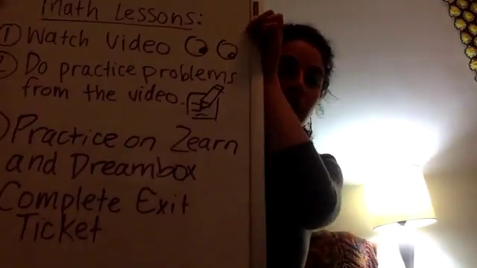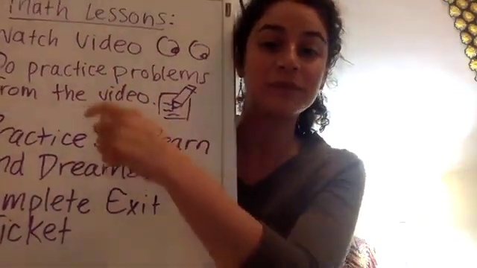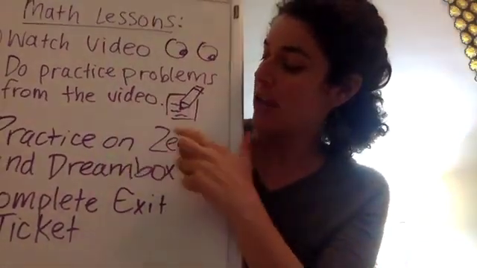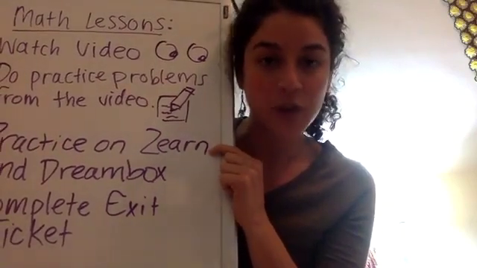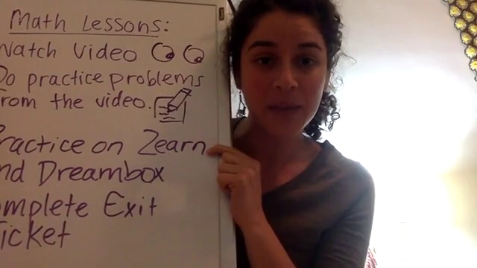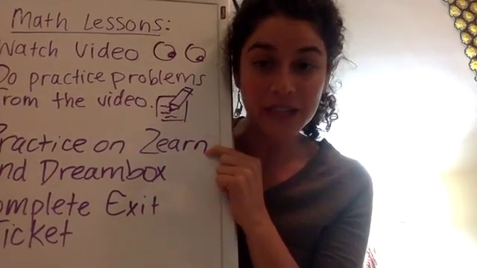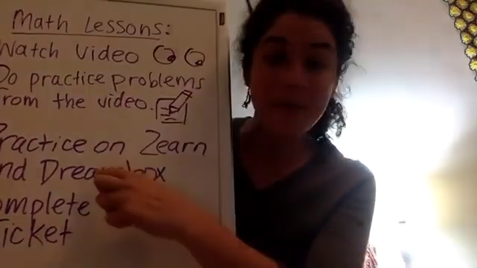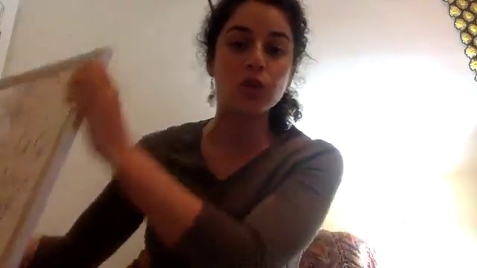And then after you do those jumping jacks, you're going to move on to Zearn. And you're going to practice logging on to Zearn. The school should have emailed you your login, but if you have any trouble, you can message me, or your family can message me to get your Zearn login. So you're going to do Zearn for 15 minutes today. Then you're going to do Dreambox for 15 minutes today. And then on the PowerPoint, there's one more link to the exit ticket. So you're going to fill out that exit ticket and turn it in.